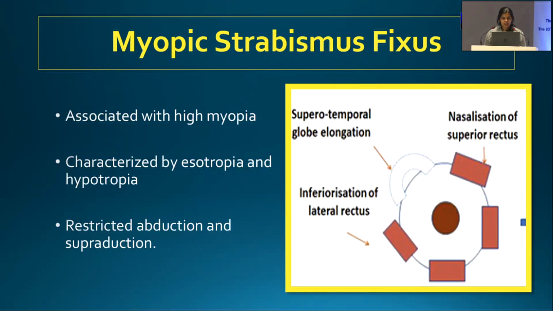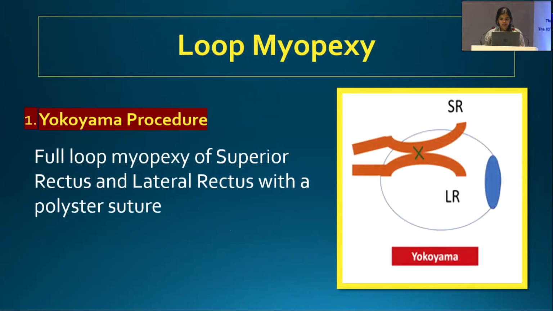A newer technique of management of myopic strabismus fixus is loop myopexy, where the deviated superior rectus and lateral rectus are brought back together to their normal anatomical path. Different modifications have been described, like the Yokoyama procedure, where a full loop myopexy of the superior rectus and lateral rectus with a polyester suture is done, as shown in the picture.